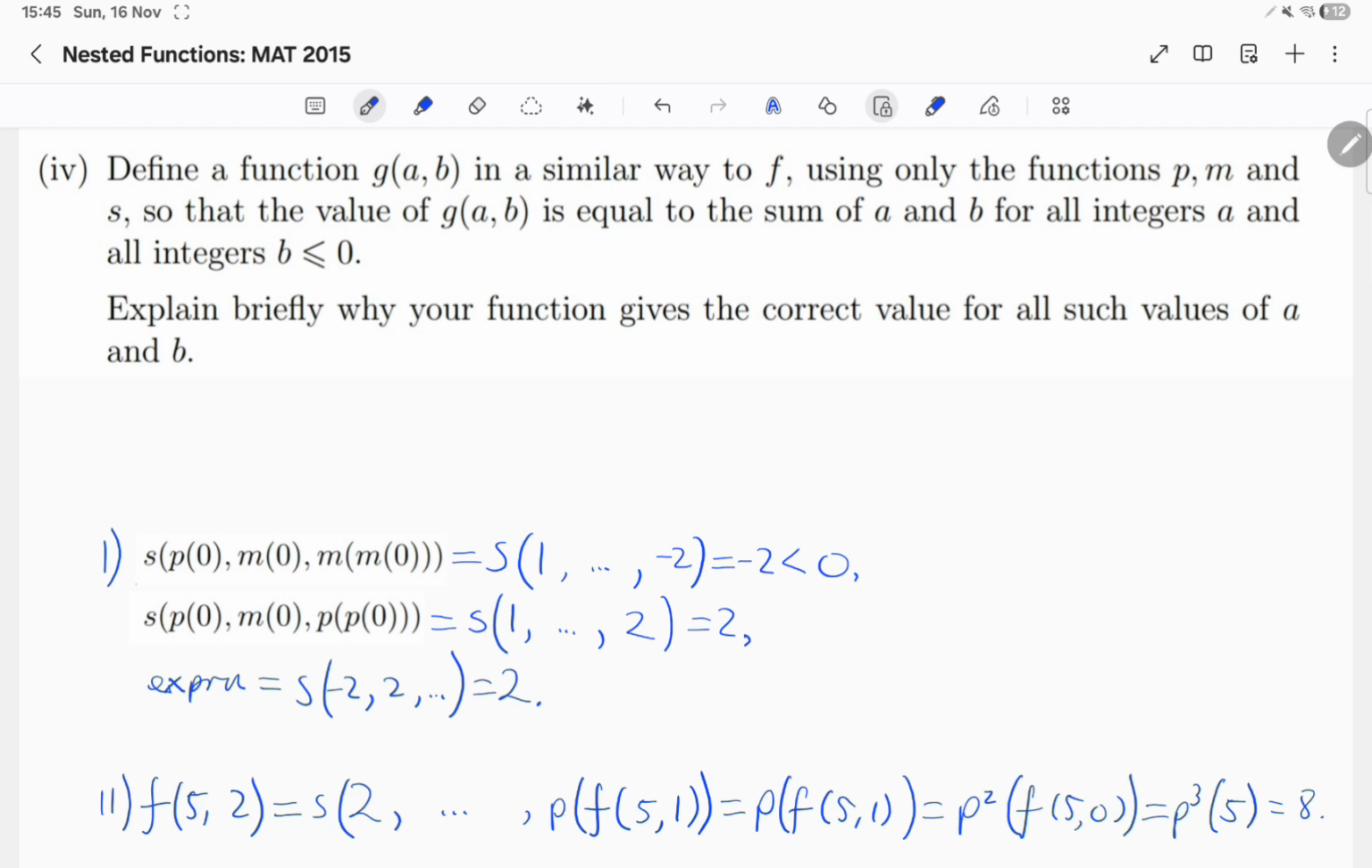Now, we'll move on to part 2. Here, we evaluate f of 5, 2, and that is equal to s of 2, something we don't care about, and p of f of 5, 1. This is equivalent to p of f of 5, 1, which we can see is equivalent to p squared of f of 5, 0, which is equivalent to p cubed of 5, which is equal to 8.